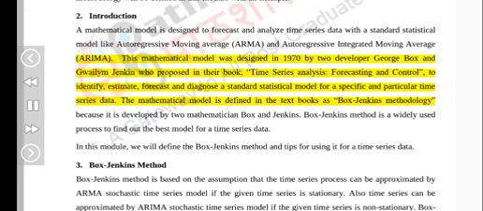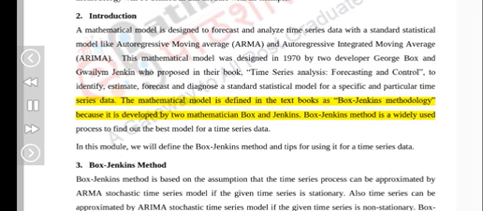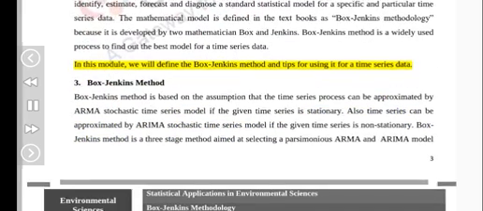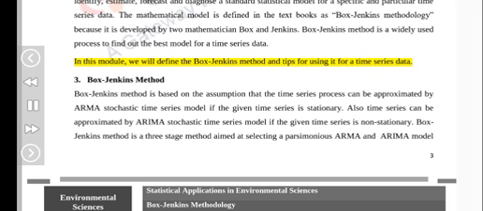This mathematical model was designed in 1970 by two developers, George Box and Gwilym Jenkins, who proposed in their book, Time Series Analysis, Forecasting and Control, a way to identify, estimate, forecast and diagnose a standard statistical model for a specific and particular time series data. It is called the Box-Jenkins methodology because it was developed by two mathematicians, Box and Jenkins. The Box-Jenkins method is a widely used process to find the best model for time series data. In this module, we will define the Box-Jenkins method and tips for using it for time series data.